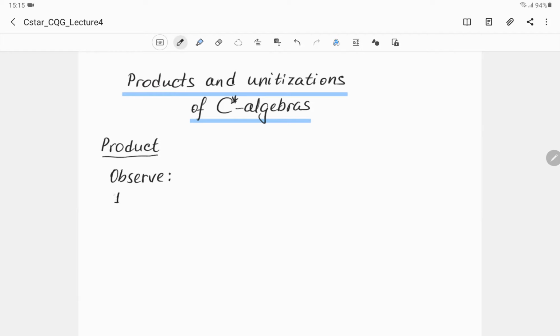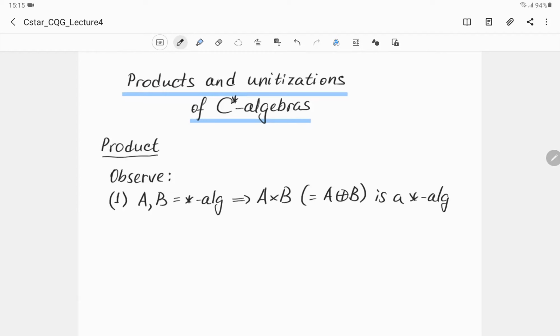First of all, if we have two star algebras, A and B, then their product, which is the same as their direct sum, is also a star algebra with respect to the obvious involution, defined as follows. So this is very easy.